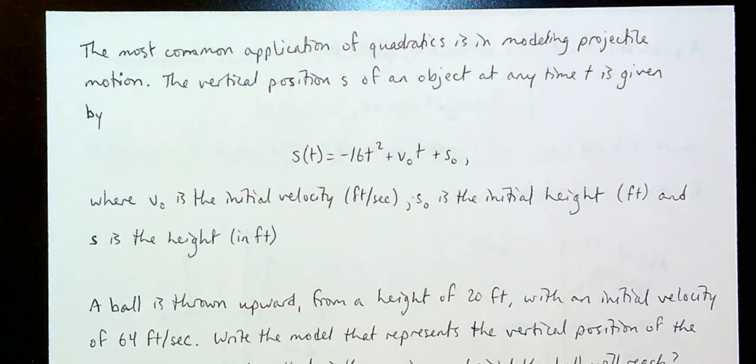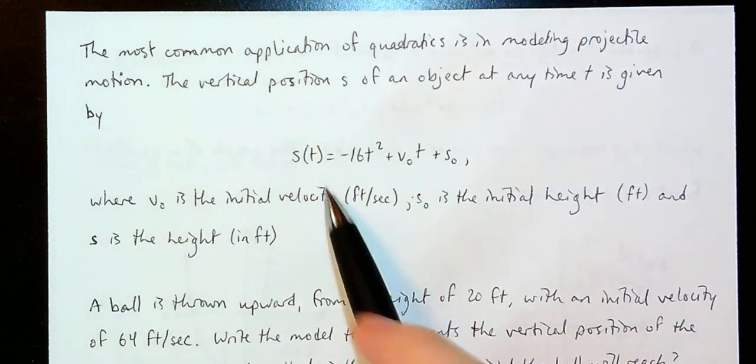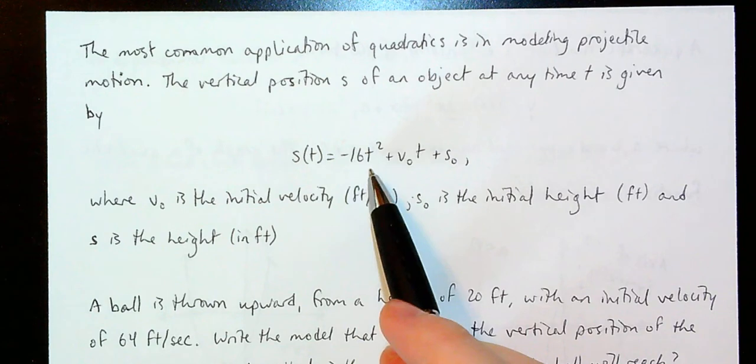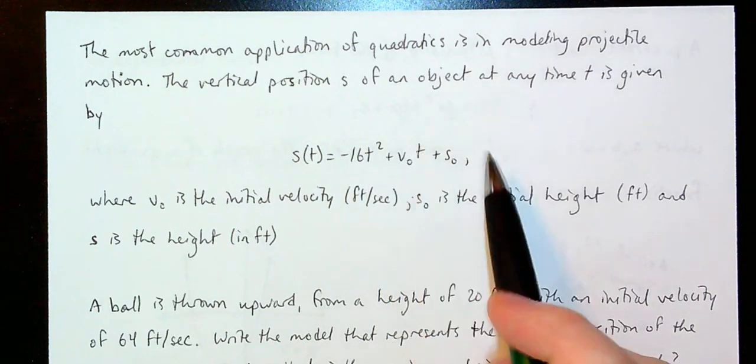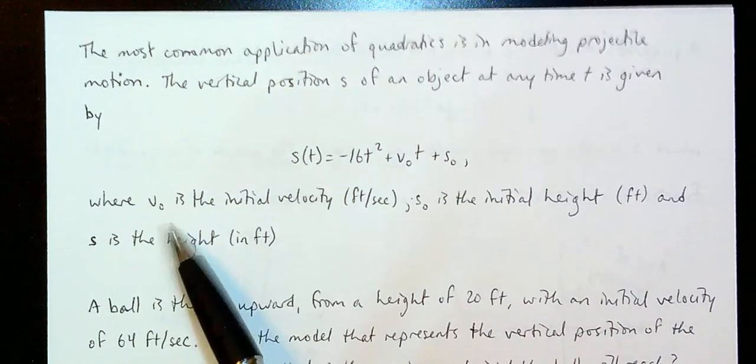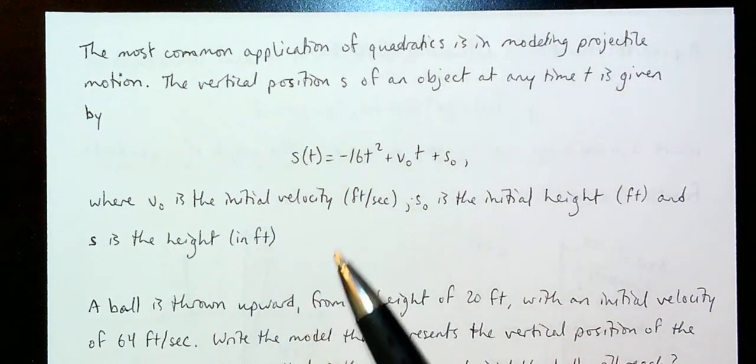Well, we have a formula that we can use to model the vertical position of an object that is in projectile motion at any given time t. That formula is s of t equals minus 16t squared plus v naught times t plus s naught. V naught, what the heck is that thing? That is your initial velocity in feet per second. That is how fast this thing is traveling right when you fire it, or right when you throw it up into the air, or whatever.